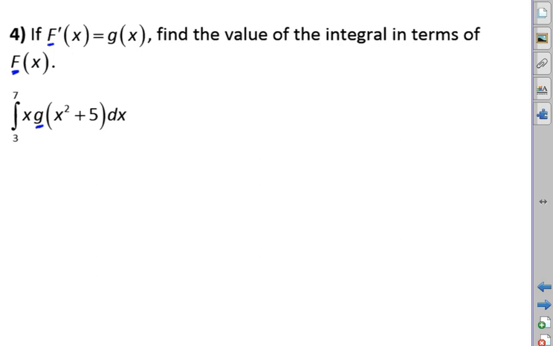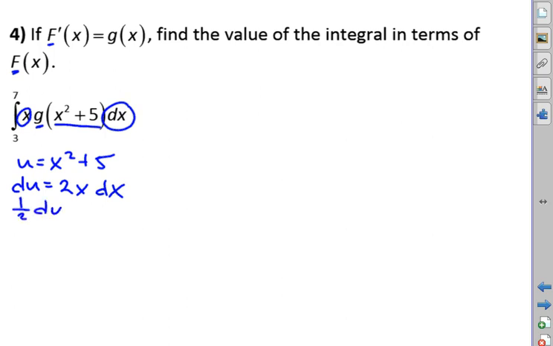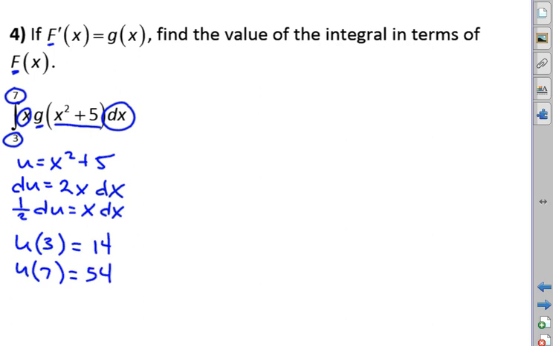If I were to evaluate this integral, you would have this inner function here, so u equals x squared plus 5, and du equals 2x dx. I've got the x dx piece, so x dx would equal 1/2 du. I also have my limits of integration that I need to change. So u at 3 would be 3 squared plus 5, which is 14. And u at 7 would be 7 squared, 49, plus 5, which is 54.